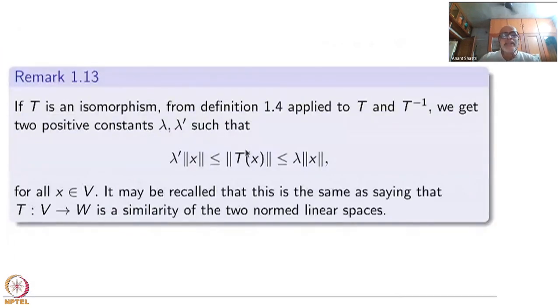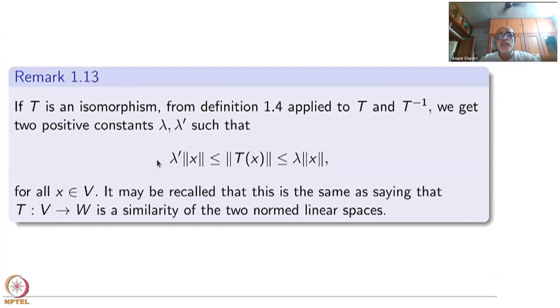Okay. If T is an isomorphism, from the definition that we have taken, applied to both T and T inverse, we get two constants. This right-hand side constant says T is continuous, right? Norm of T x is less than or equal to lambda times norm of x. Similarly, I must have it the other way around also for T inverse, which will give you a lambda prime on this side: lambda prime times norm of x is less than or equal to norm of T x, which you can write as norm of T inverse of x is less than or equal to lambda prime times norm of x also. You can write it a similar way. So on both sides you get constants here.